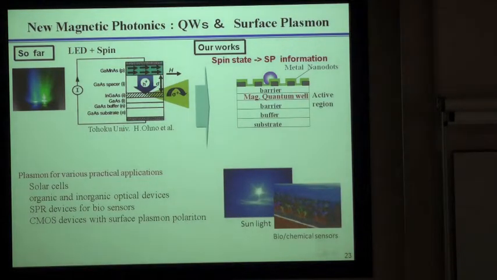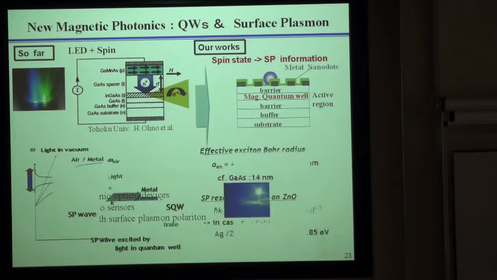And as you know, the surface plasmon is widely used these days. For example, the field of solar cells is one of the good candidates for applying plasmon natures to enhance the quantum efficiency. And also standard surface plasmon resonance devices are used for biosensors. Therefore, we would like to combine these kinds of materials to make new kinds of photonic devices.